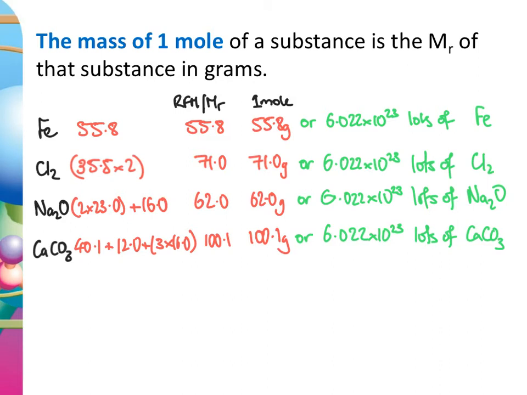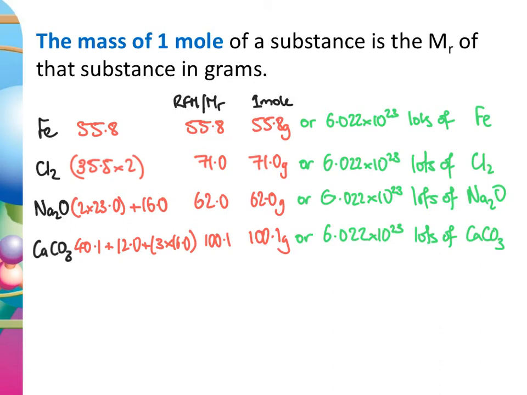So we have 2 sodiums. They have a relative atomic mass of 23.0. Oxygen has a relative atomic mass of 16.0. So that means the relative formula mass of sodium oxide is 62.0. And if we have 62.0 grams of sodium oxide, then we have 1 mole of it. And then obviously we know that if we have 62.0 grams, then we have 6.022 times 10 to the 23 lots of sodium oxide, lots of Na2O.